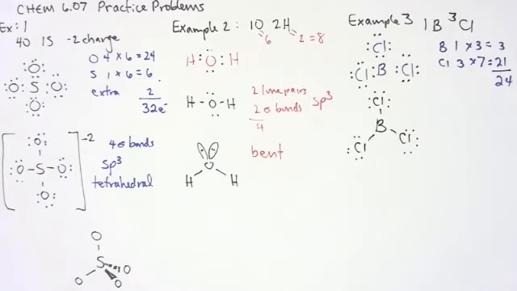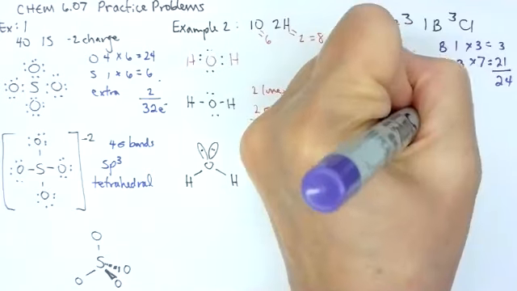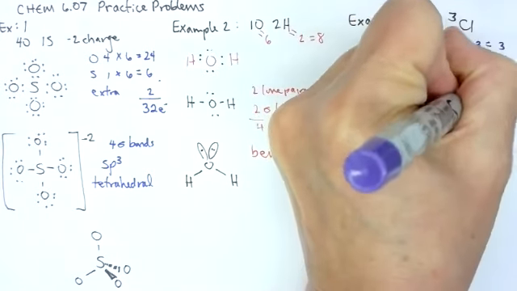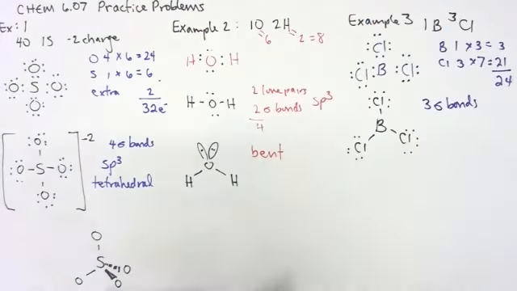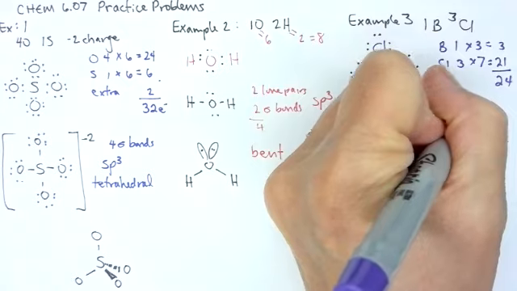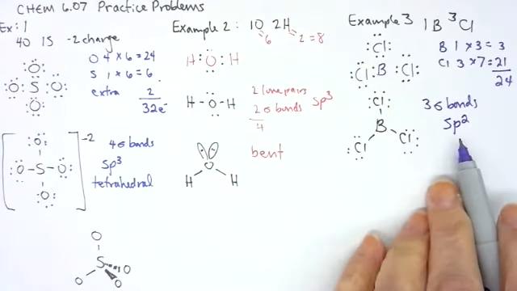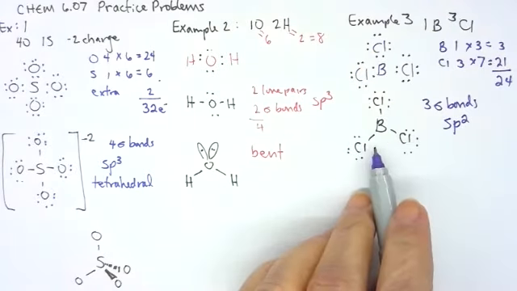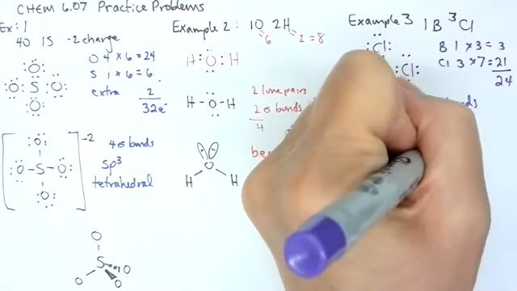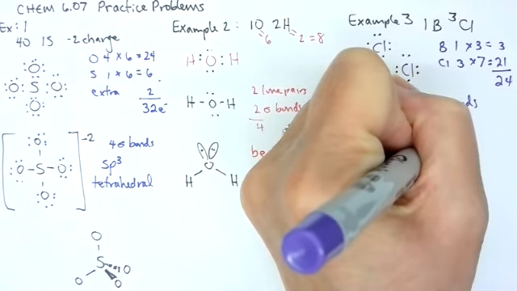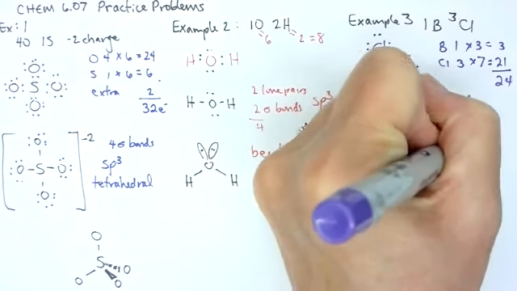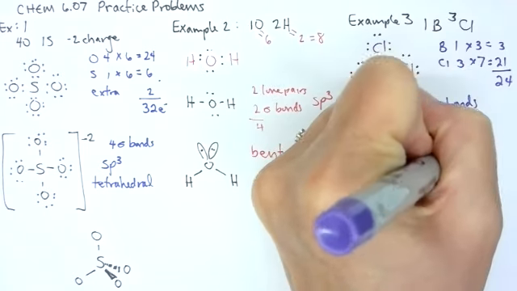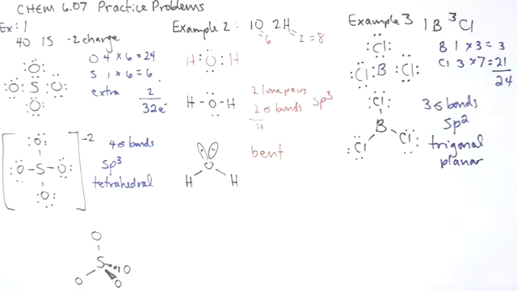So what I have here around boron are 3 sigma bonds. So that's going to give me an sp2. I have 3 hybridized orbitals. So that's going to require an sp2 hybridization. And 3 sigma bonds around a central atom is going to be trigonal planar. Trigonal planar.